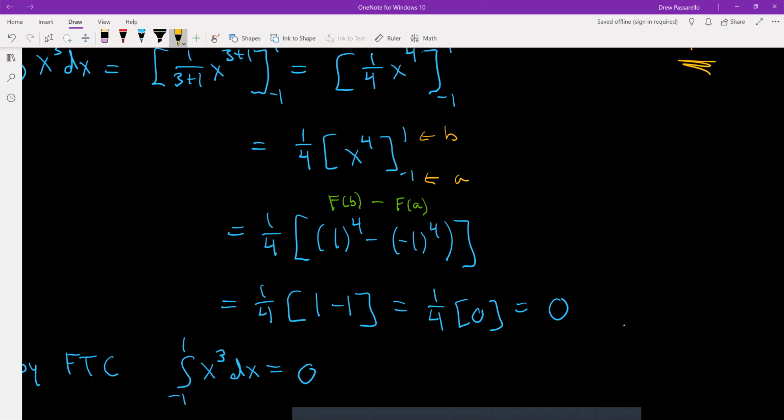That's what I wrote in green: capital F of b minus capital F of a. Well, that's going to be 1/4 times 1 minus 1. 1 to the fourth power is 1. Negative 1 to the fourth power is also 1. Recall that if you have a negative number in parentheses raised to an even exponent, it becomes positive. That would be positive 1, but I have the other minus sign in between. So 1 minus 1 is 0, times 1/4, you get 0.